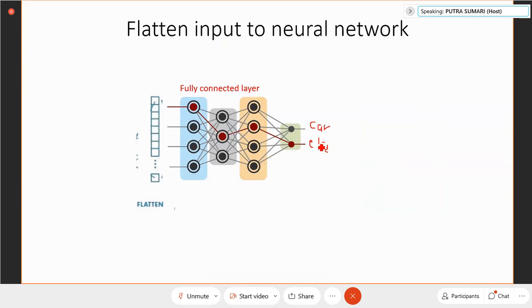Only two things. We are only interested in car. Else means not car, simply like that. Given a picture, he said that it is a car. Given a picture, it is not a car, so it is else. So in this fully connected layer, you have bias and weight.